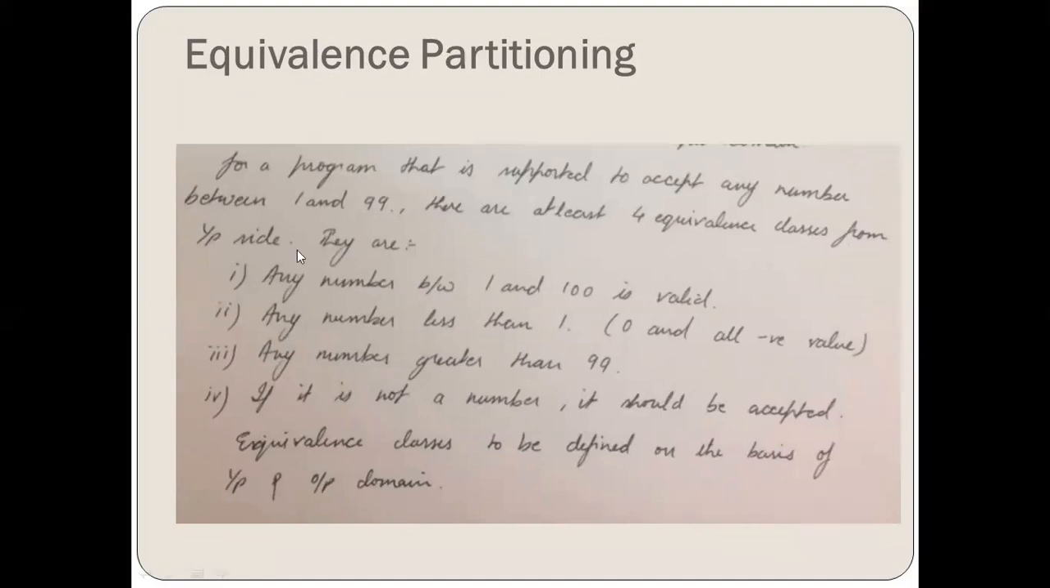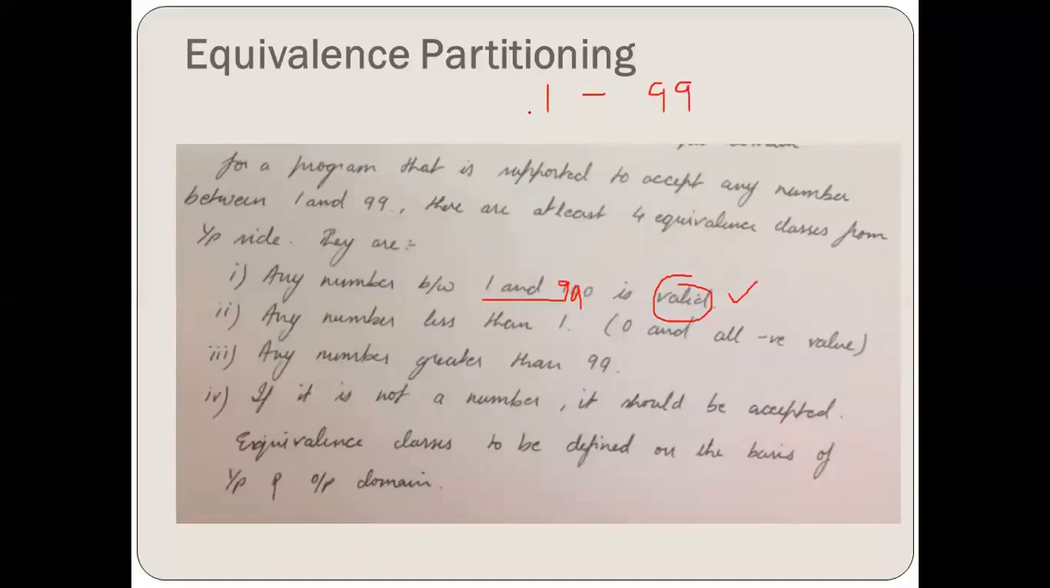Now I'm going to divide it into 4 partitions. How am I going to divide it into 4 partitions? This is an interesting point. See here, any number between 1 and 100 is valid because I can define it. Sorry, this should be 99. Any number between 1 and 99 is a valid input. This is one class. The second class will be any number less than 1. Now see, 1 to 99.